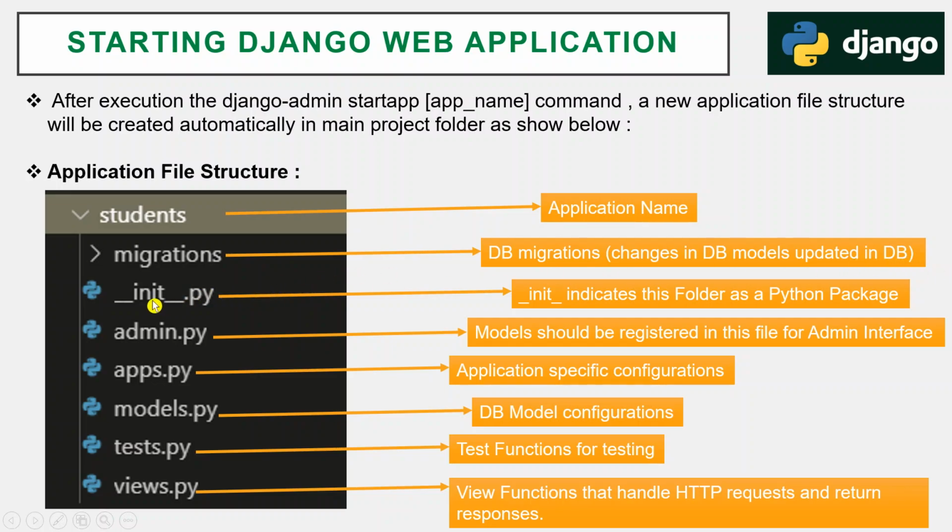Okay, the init file we already saw in the last class. It's an empty file. What it represents is, if __init__.py exists anywhere, it simply tells that this students folder or directory is not a simple directory or folder, it is a Python package, right?